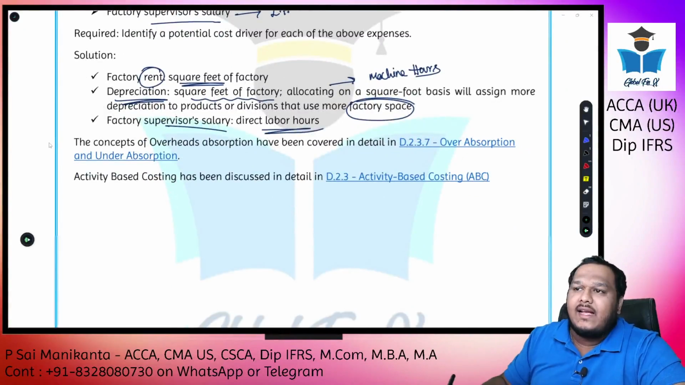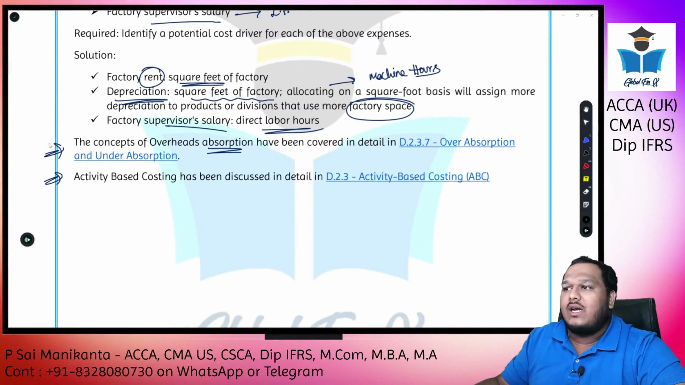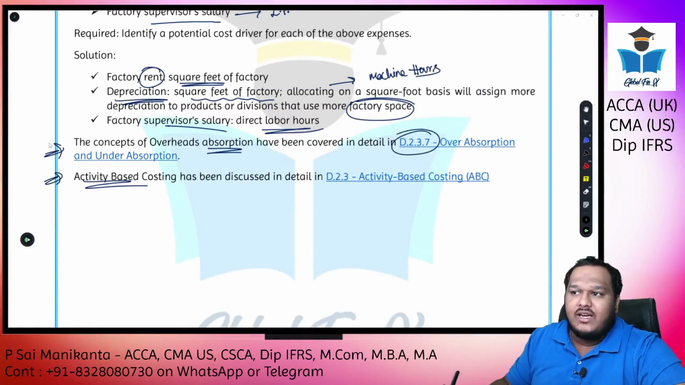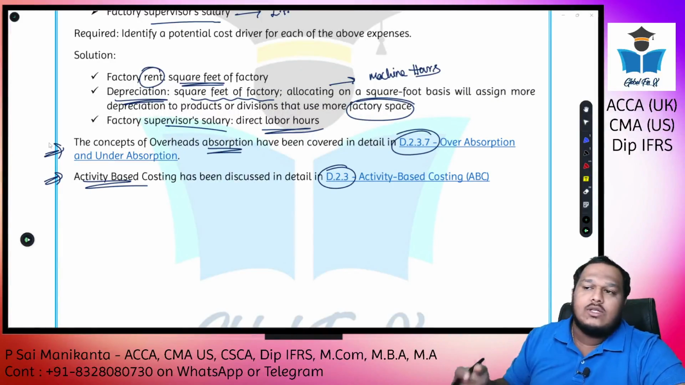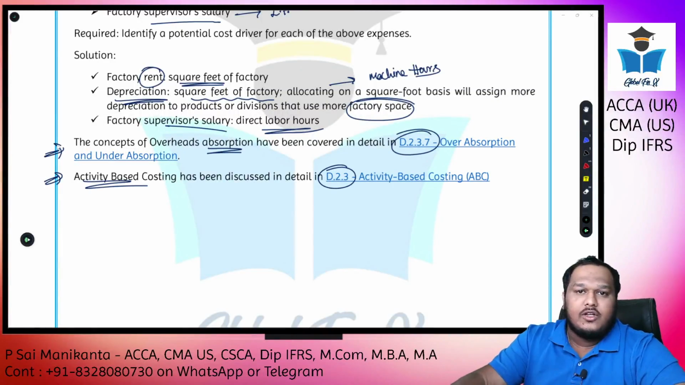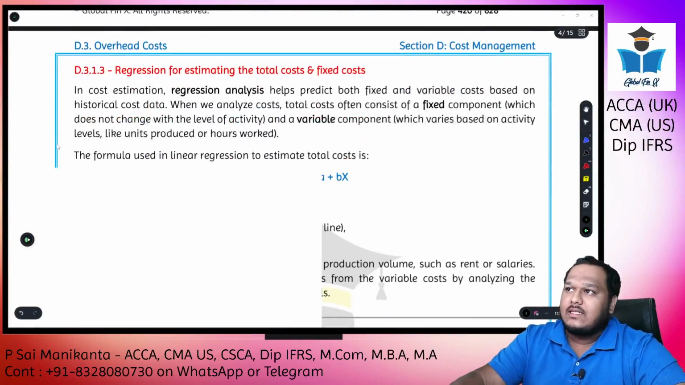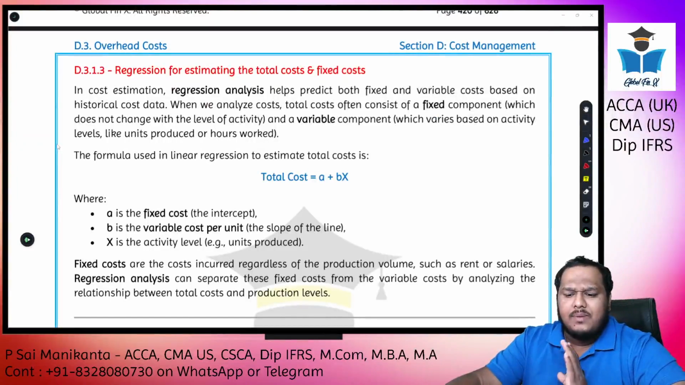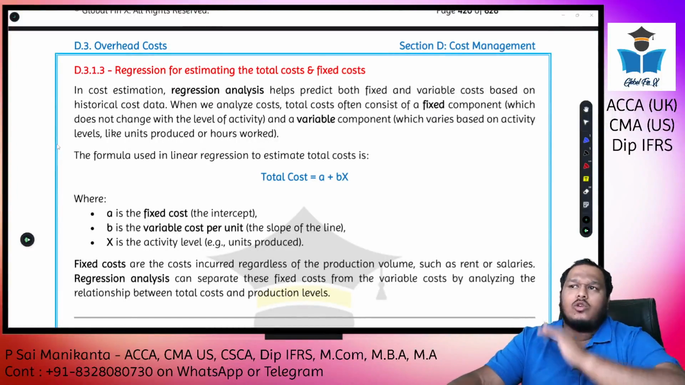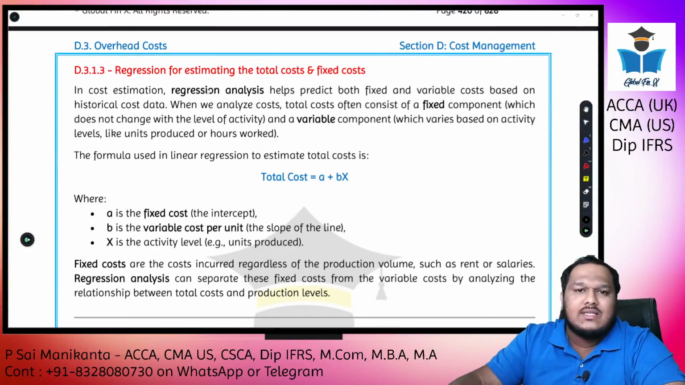So I again gave you some links here, so that if you want to go over absorption, under absorption and all, that is covered in D2.3.7. If you want to refer to ABC, that is covered in D2.3. So these two are already covered, so you can refer to that. Next, I'm covering all the basic topics here in this one video. I don't want to break it into 3 different videos for these silly topics.